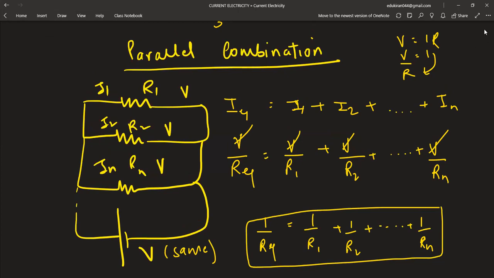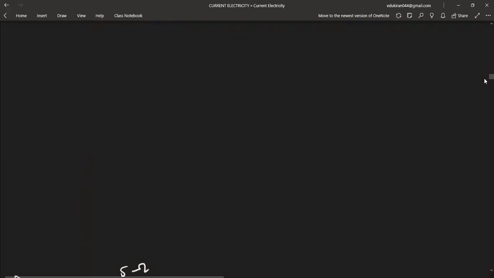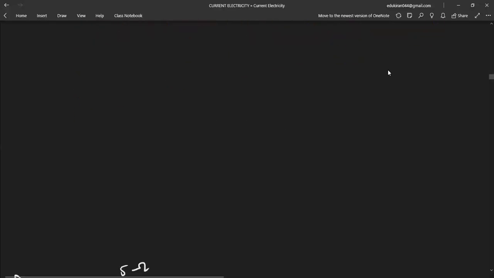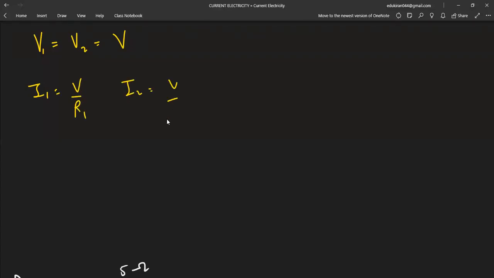All right, so this is the equivalent resistance. Basically, you have to reciprocally add all of this. One more thing, see if you're calculating the potential, V1 is equal to V2 is equal to V. If you're calculating the individual currents, so I1 will be V divided by R1, I2 will be equal to V divided by R2, In will be equal to V divided by Rn.